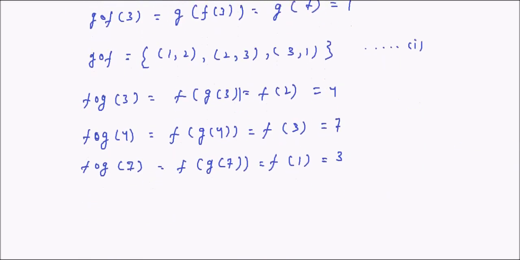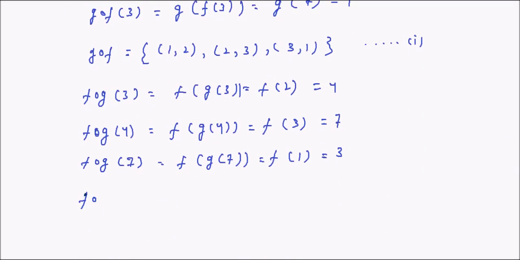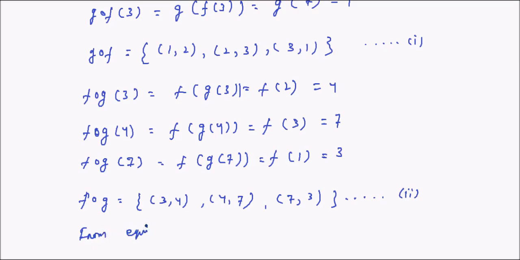So f∘g is equal to {(3,4), (4,7), (7,3)}, and this is equation 2. So from equations 1 and 2, we can clearly see f∘g is not equal to g∘f.